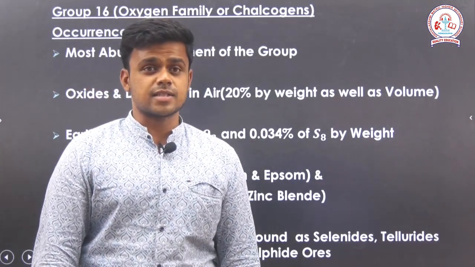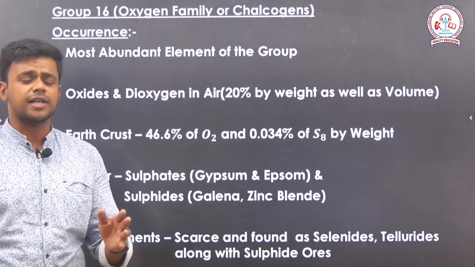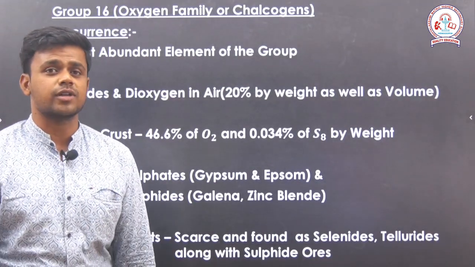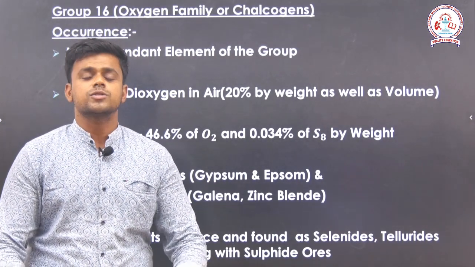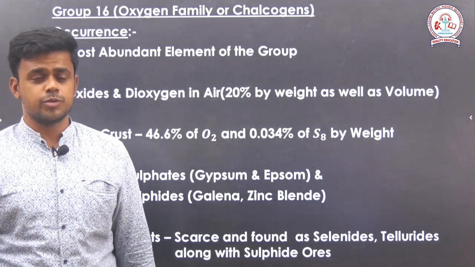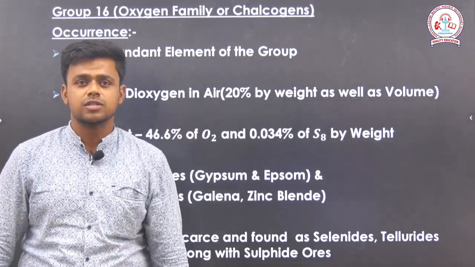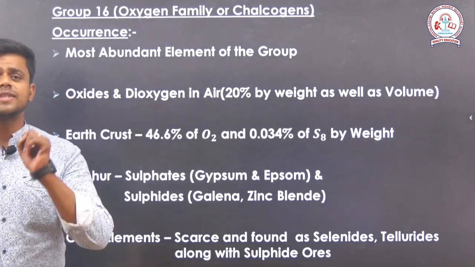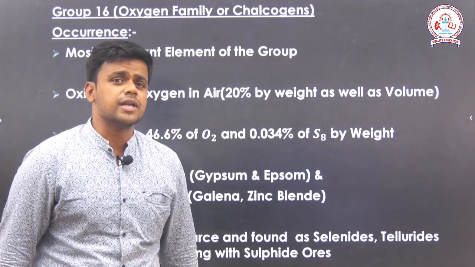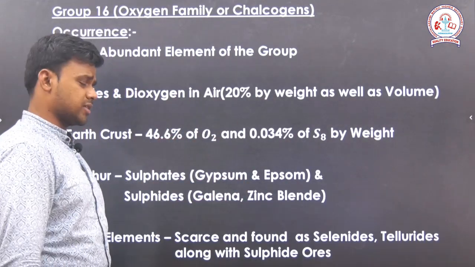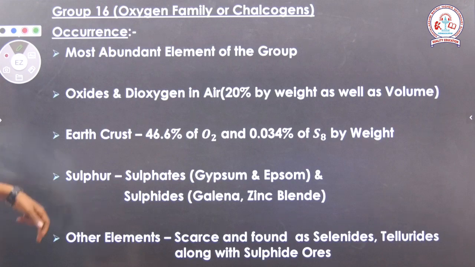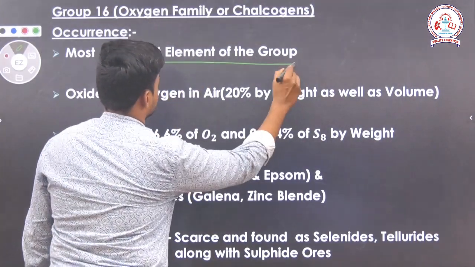In the previous classes, we have dealt completely with group 15. Now we are entering group 16, which is the oxygen family, also called chalcogens, which means all the members of the oxygen family are called chalcogens. Specifically, oxygen is the most abundant element that we have come to know. Among the group itself, this is the most abundant element, no doubt in that.